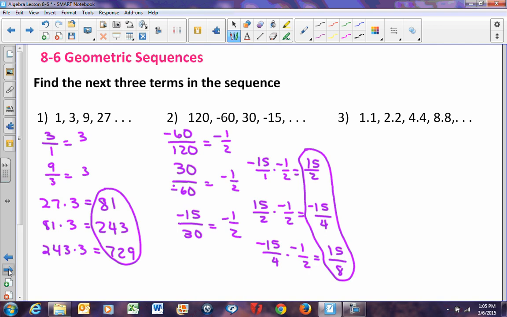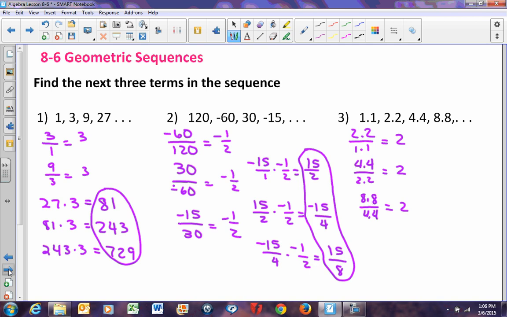Number 3: 1.1 to 2.2, 2.2 to 4.4, 4.4 to 8.8. So common ratio of 2.2 over 1.1. Let's do 4.4 over 2.2. 8.8 over 4.4. My common ratio is 2.